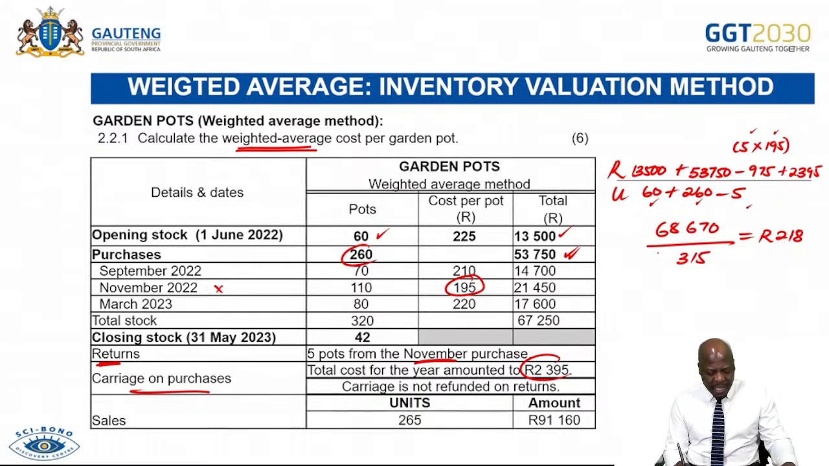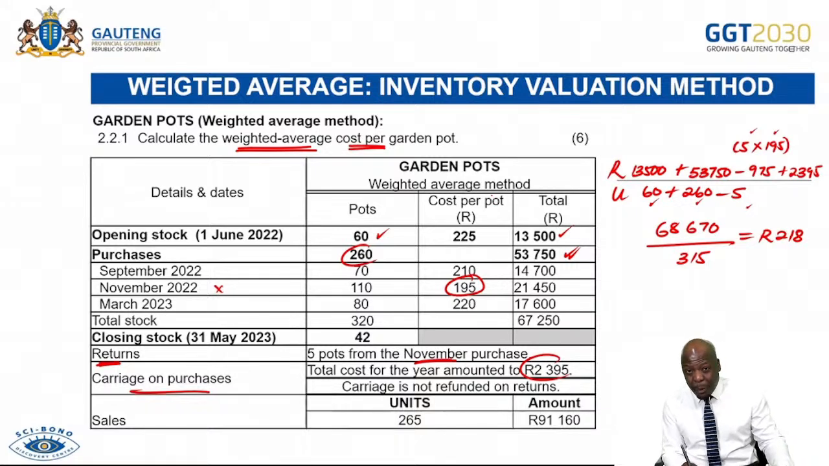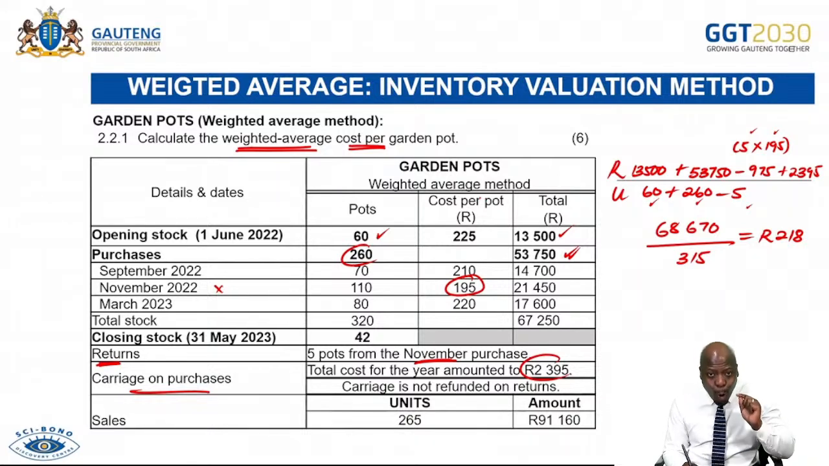What was the question saying? Calculate the weighted average cost per garden pot. That is what the question was saying. Calculate the weighted average cost per garden pot. All right. So in this question, they did not want the value of closing stock. They wanted the weighted average cost per single pot. And the answer is 218.